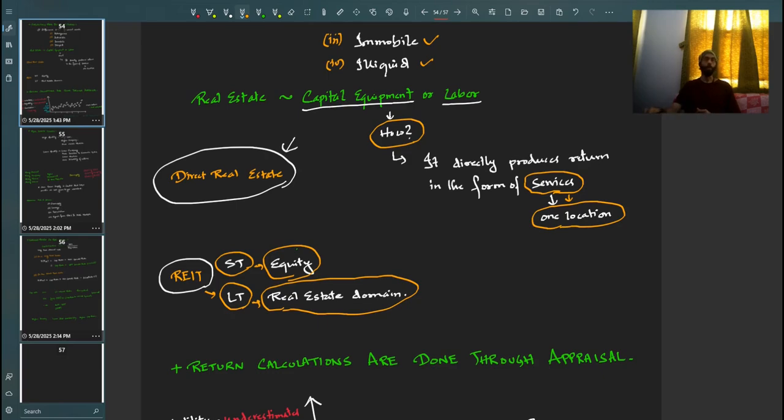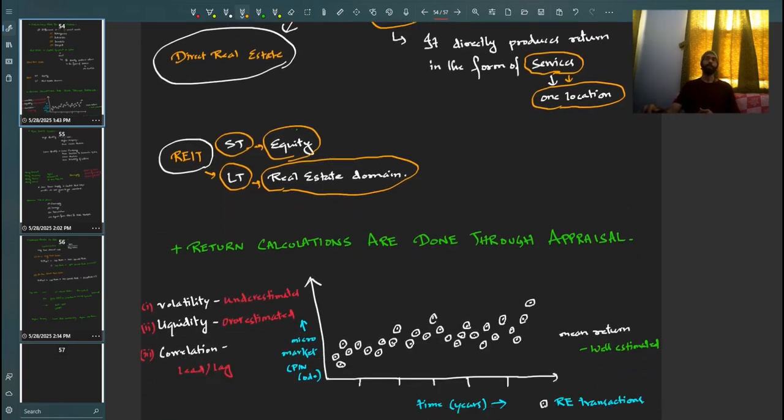Now, return calculations in real estate are done through something called appraisal. When you are talking about return calculations in real estate, there is a necessity of something called appraisal. Now, what is this appraisal? Let's discuss.